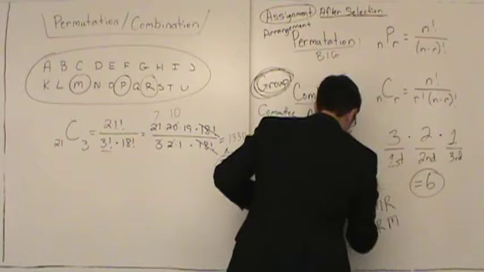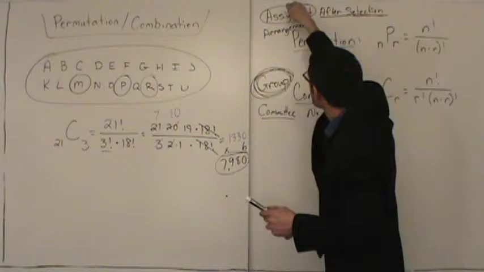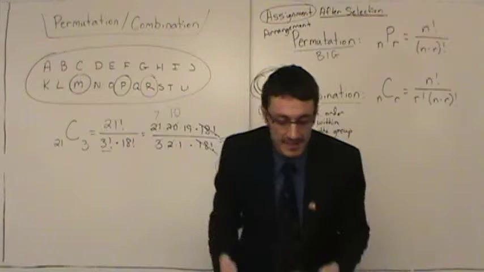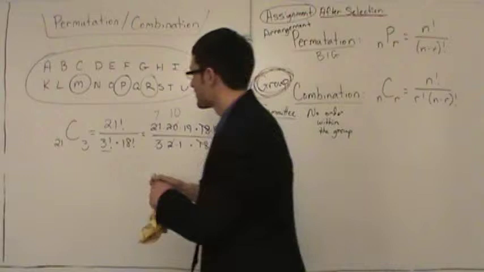Permutation involves two things. First, we are selecting a group, then we are assigning positions. So we have to first select a group of three, then we have to assign position of first place, second place, and third place within that group of three. So permutation involves not only selection of a group, but also assignment of the position. Now our formula for permutation, in this case, will be permutation.